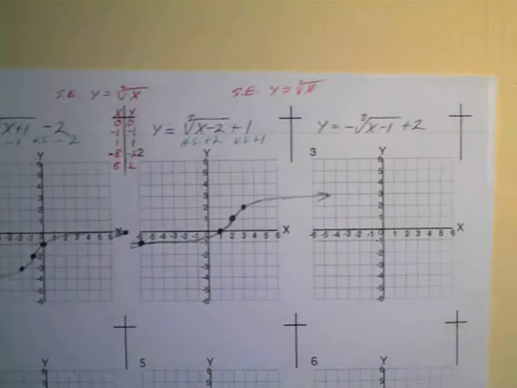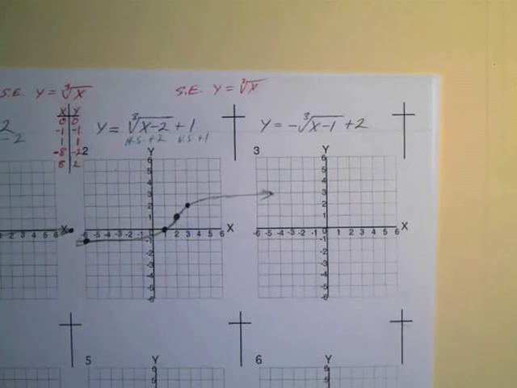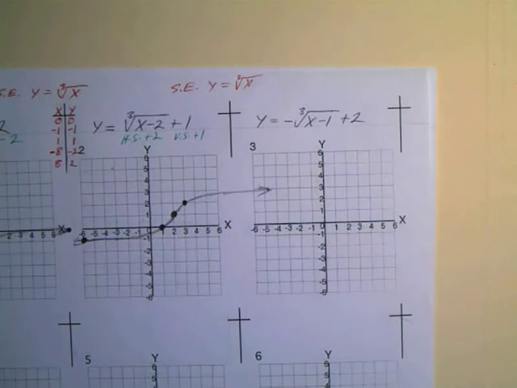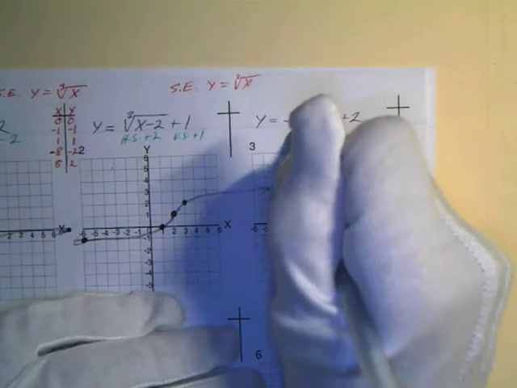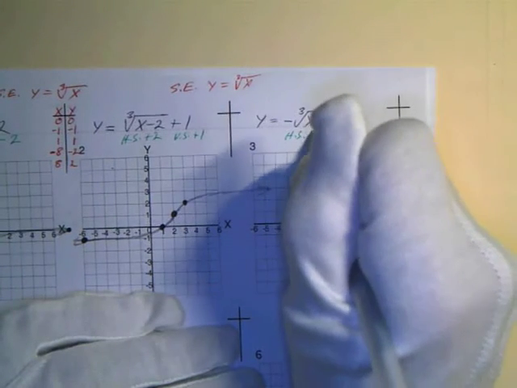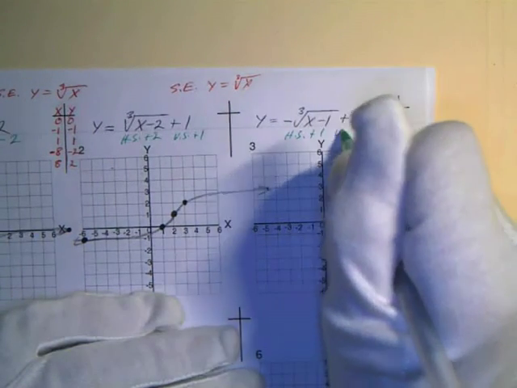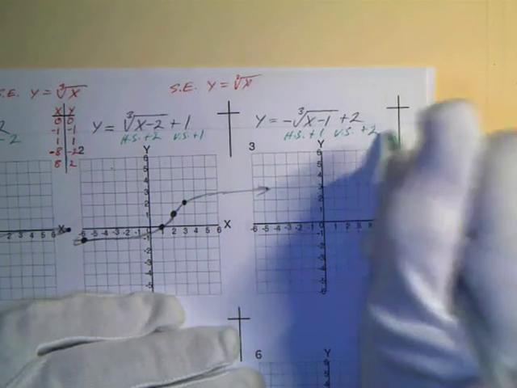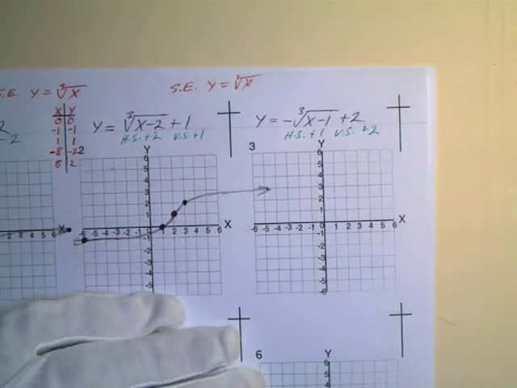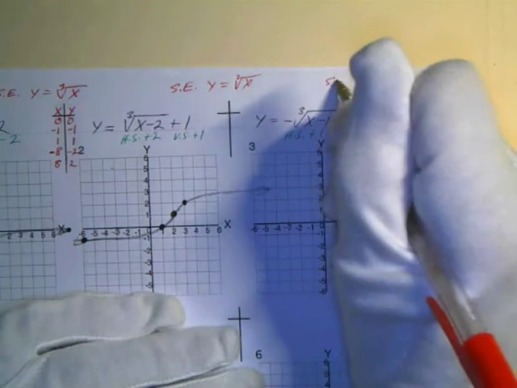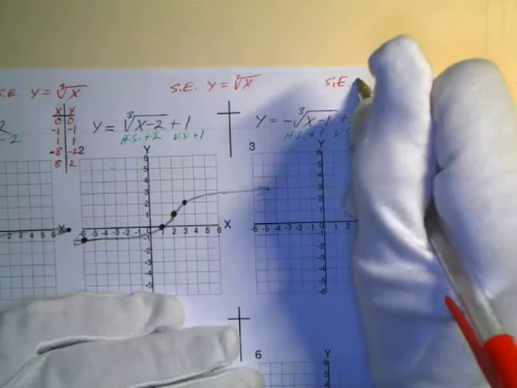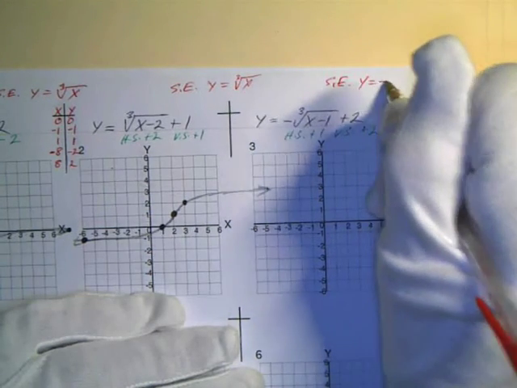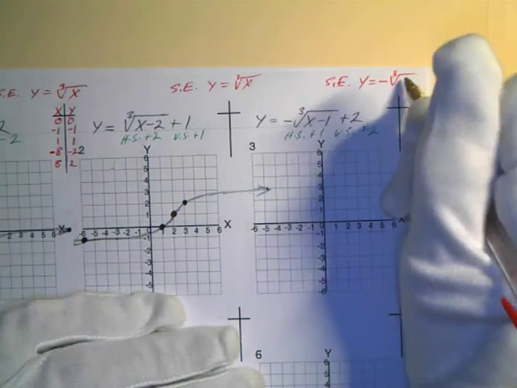And another one over here. So again, my horizontal shift is going to be opposite sign, so my horizontal shift will be positive 1. And my vertical shift will be positive 2. And my shape equation is going to be a little bit different now because my shape equation equals y equals negative the cube root of x.